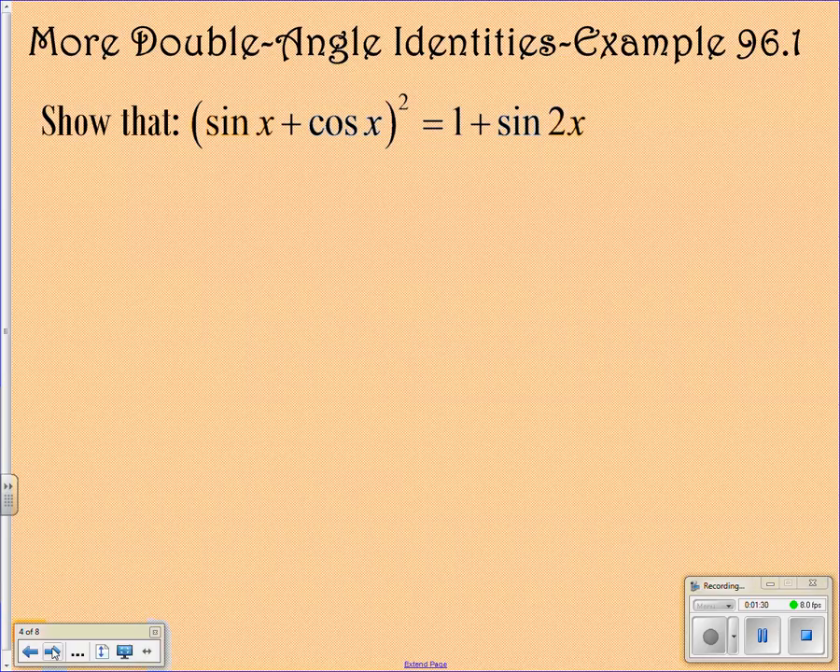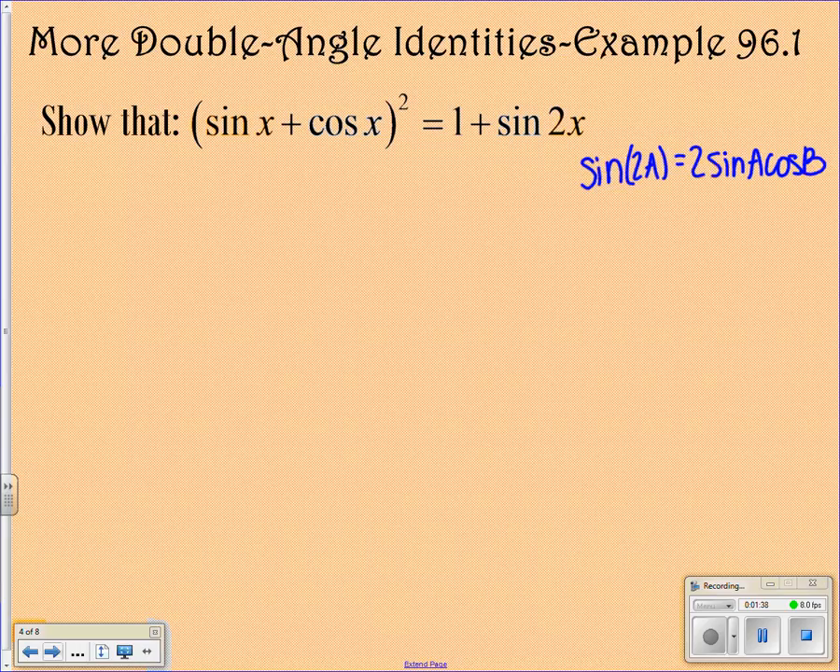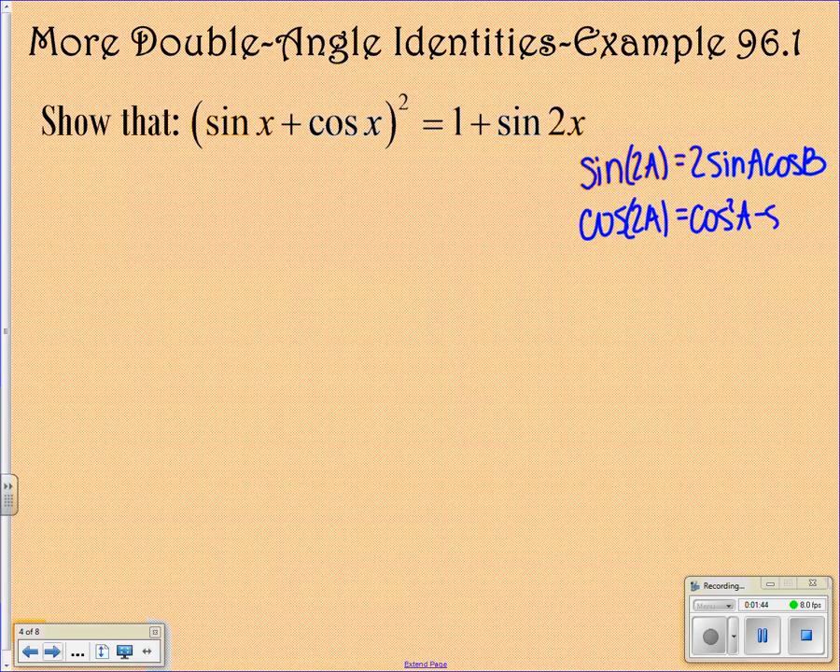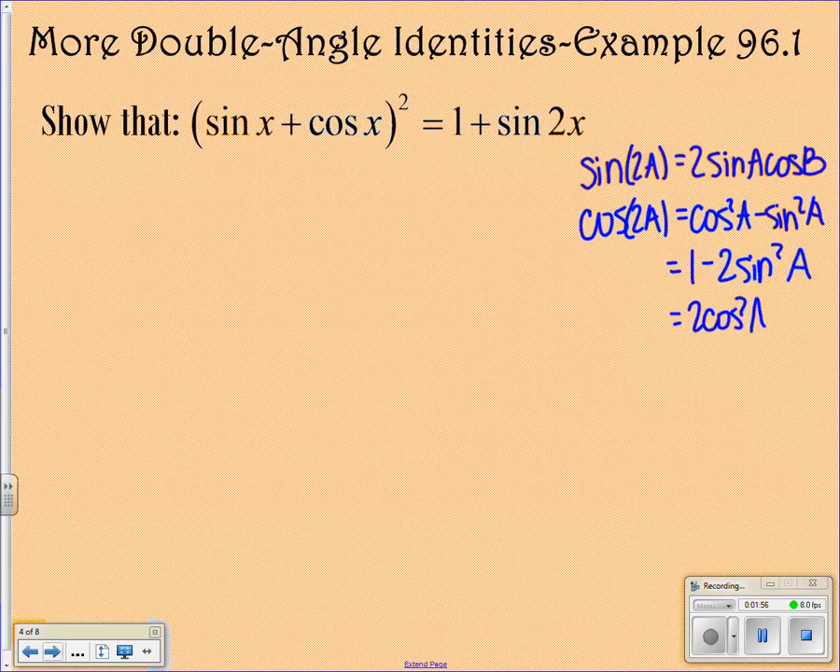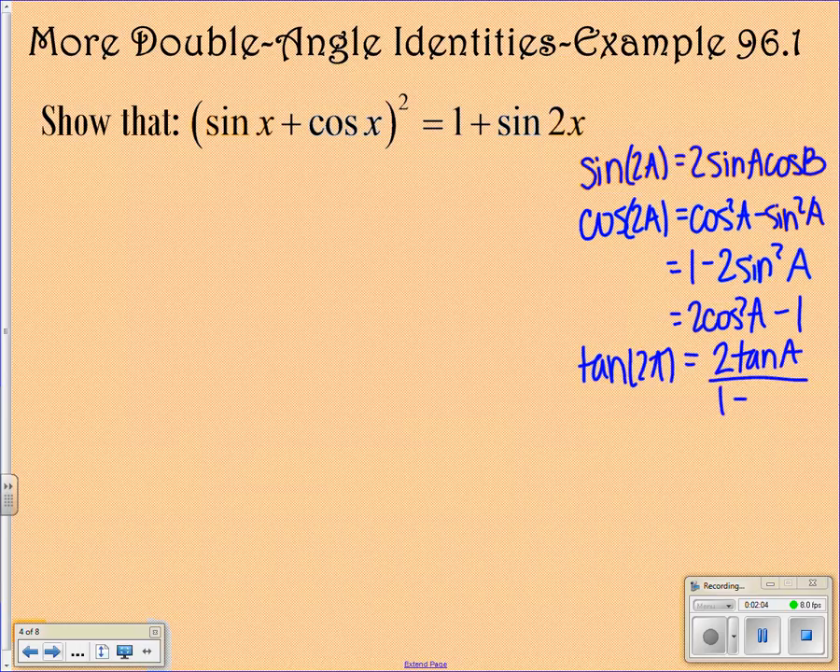Your double angle identities, I'm going to write over here for you. The sine of 2a equals 2 sine of a cosine of b. The cosine of 2a is the cosine squared a minus the sine squared of a. Or you can write it as 1 minus 2 sine squared a. Or you can write it as 2 cosine squared a minus 1. And then we also have the tangent of 2a, which is 2 tangent of a over 1 minus tangent squared of a.